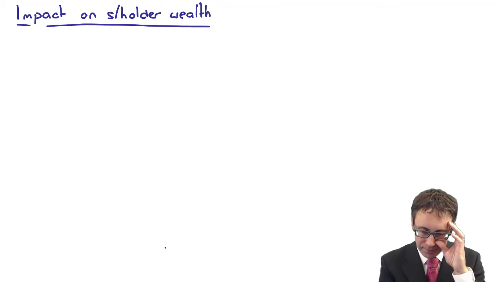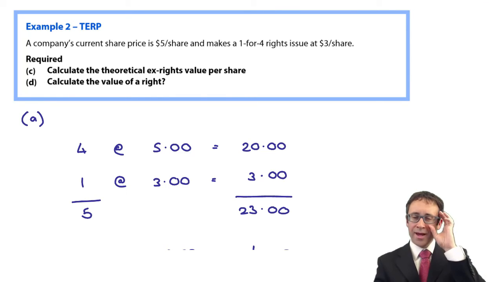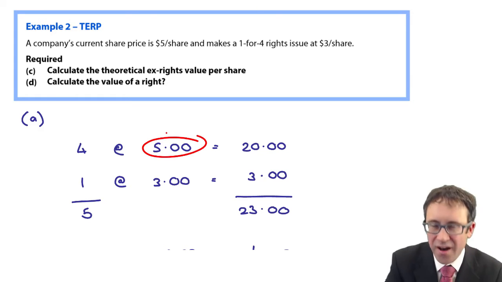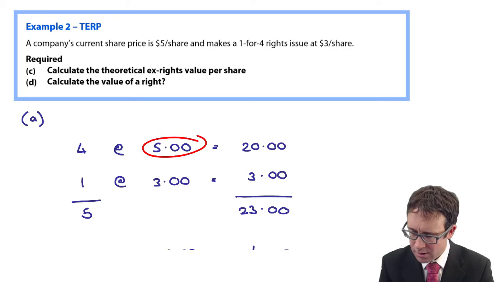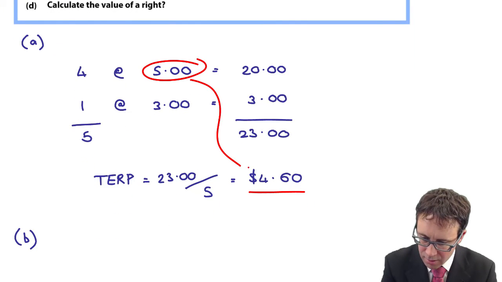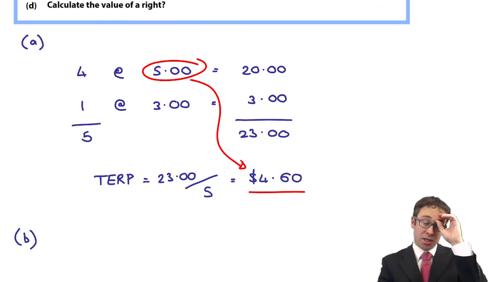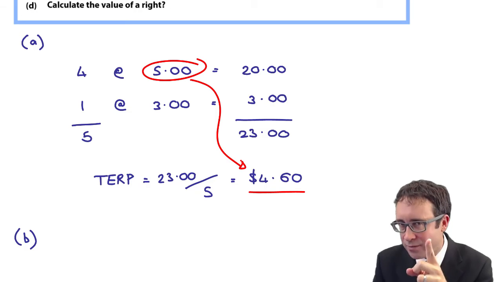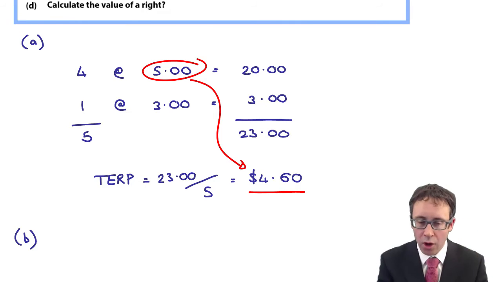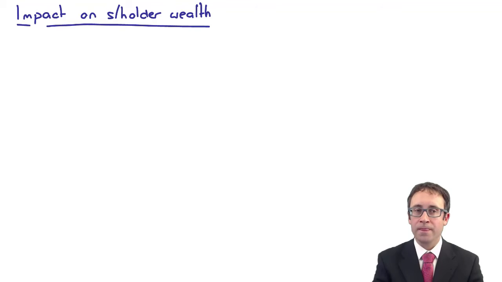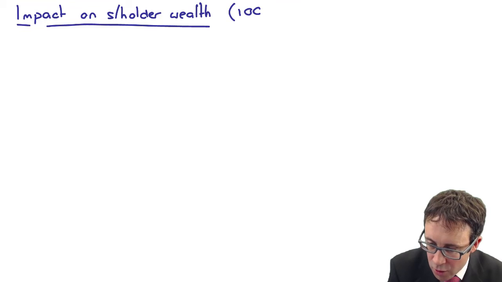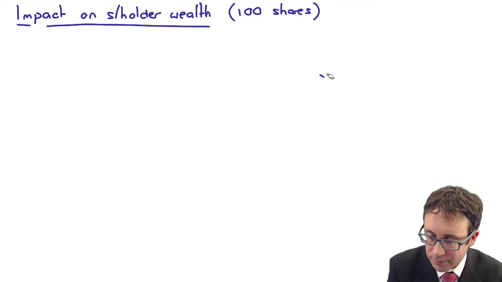I don't know whether you noticed, but the issue that you've got in that example is that I am an old shareholder. I had a share of $5. We've just gone through and said that now that same share is worth $4.60. So it looks like you've lost out in wealth, but you haven't. We need to be able to demonstrate that you do not lose out on any wealth. So let's say the impact on shareholder wealth if you own, say, 100 shares.